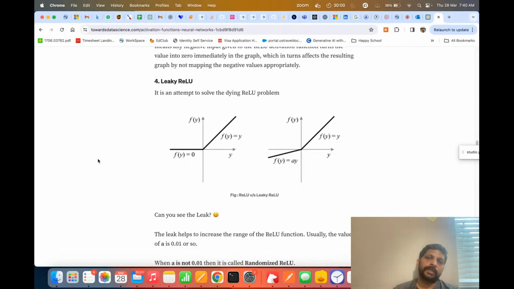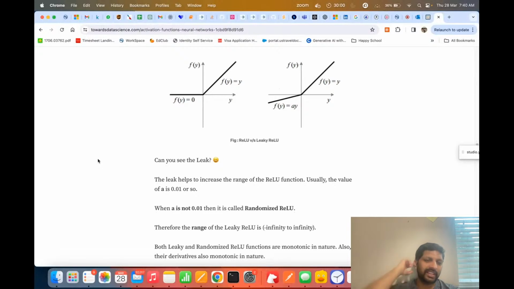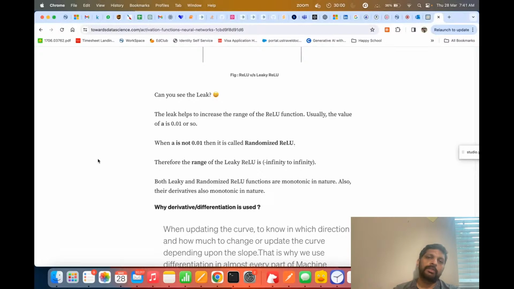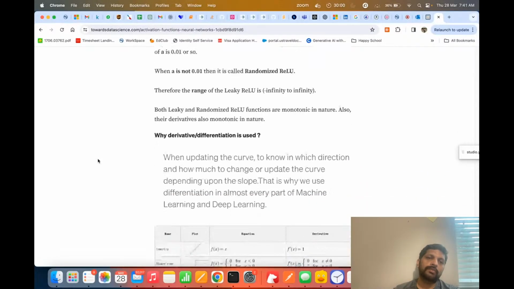Okay. Leaky ReLU is an attempt to solve the dying ReLU problem. Can you see the leak? The leak helps to increase the range of the ReLU function. Usually the value of a is 0.01 or so. When a is not 0.01, then it is called randomized ReLU. Therefore the range of leaky ReLU is minus infinity to infinity. Both leaky and randomized ReLUs are monotonic in nature. Also, their derivatives are monotonic in nature.